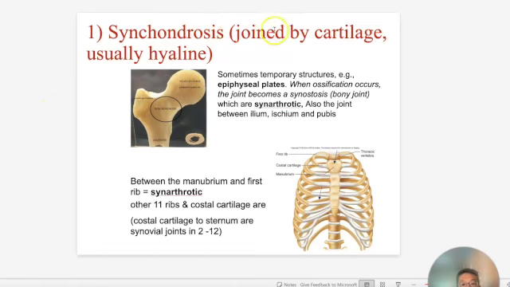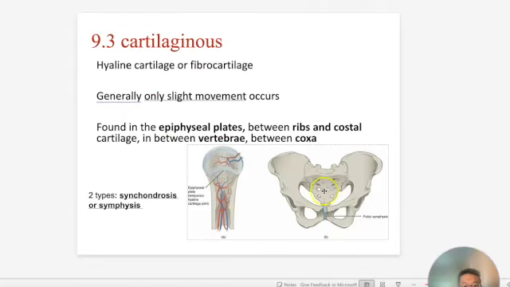Synchondrosis, joint by cartilage, is usually hyaline cartilage. Okay, so they are temporary. For example, your epiphyseal plate right here. Okay, sacrum. Let me see if there's a picture of the sacrum. Sacrum here. Later on, they will fuse together and become synarthrosis. That means they will become not movable.